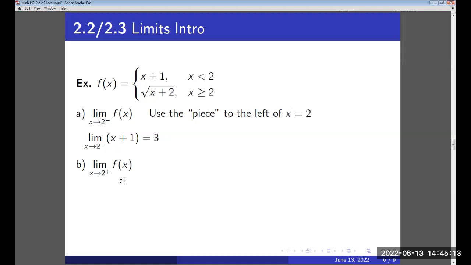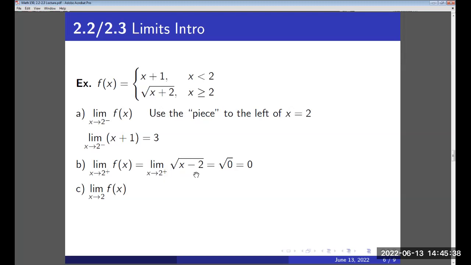How about the limit as x approaches 2 from the right? Well, similar, use the piece that represents numbers a little bit larger than 2. That's when x is greater than 2, so we'll use that piece right there. And here it all is. That would equal the limit as x approaches 2 from the right, square root of x.